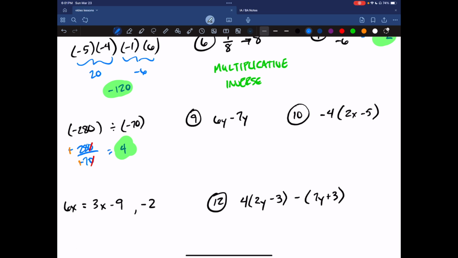On number 9, you have 6y minus 7y. This is simply combining like terms. So that's going to be 6 minus 7, which is negative 1. So it's going to be negative y.